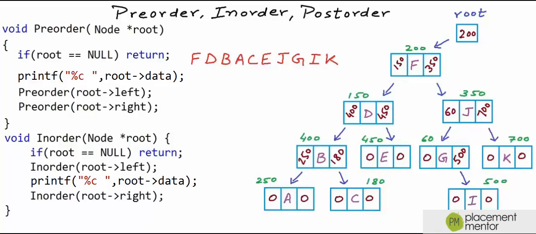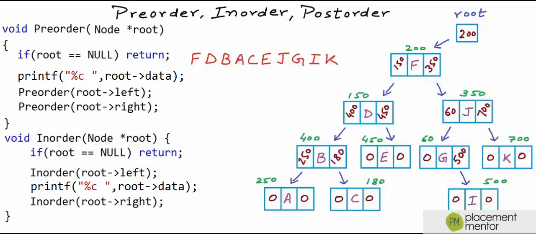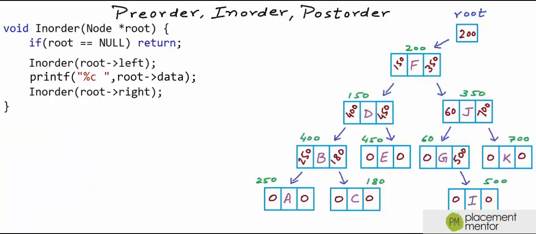And now I can visit the right subtree. So this second recursive call. And this is my Inorder function. Inorder traversal of this example tree that I have drawn here will be this. This particular binary tree is actually also a binary search tree, and Inorder traversal of a binary search tree would give us elements in the tree in sorted order.